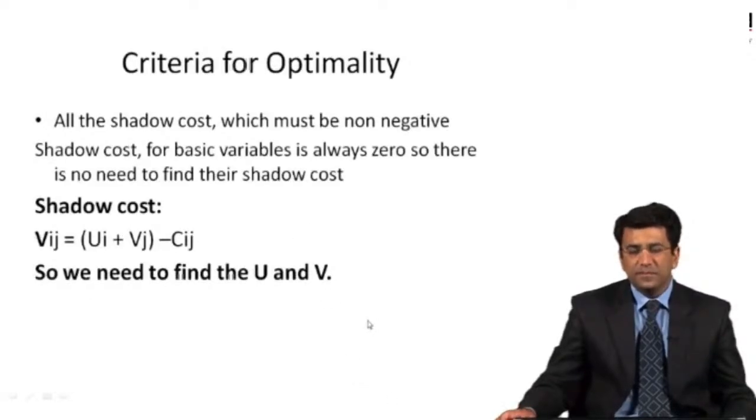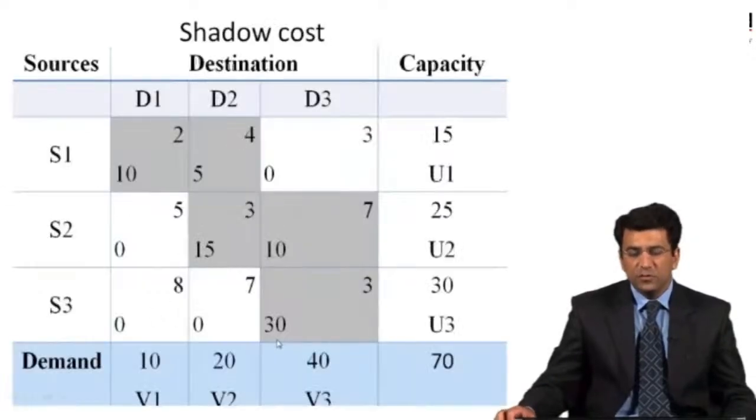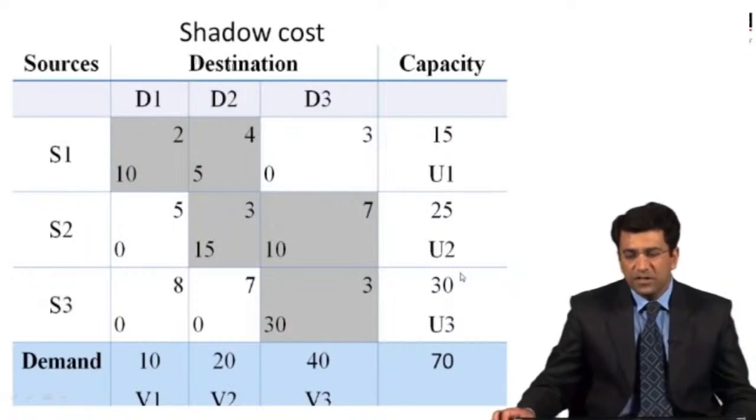Now again class, as a next step, we'll have to check whether this is the minimum cost or not. What we'll have to do is find out the shadow cost, and we have already discussed the formula, that is Vij is equal to Ui plus Vj minus Cij. So by using that particular formula, we'll have to calculate the values of U and V. So what we will do, we can put V1, V2 and V3 here, and U1, U2 and U3 here, where U represents the different rows and V1, V2 and V3 represent the different columns.